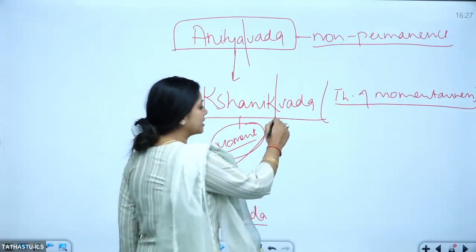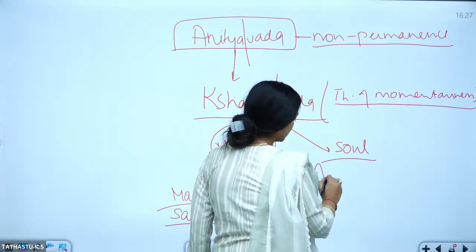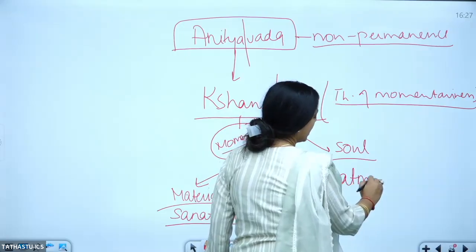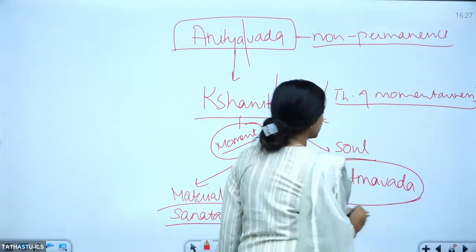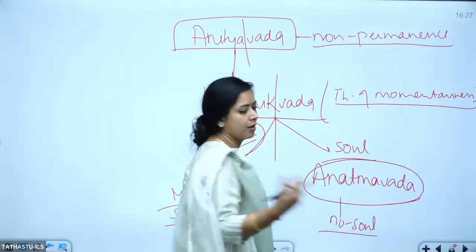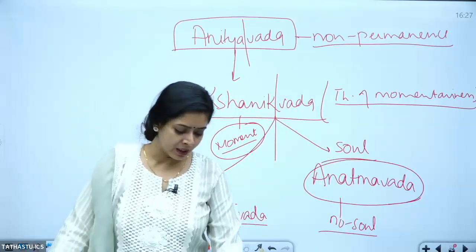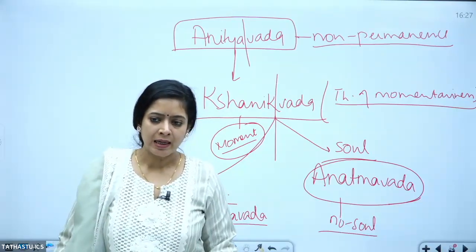And this flow is explained through Santanvad. And when you apply the same Kshanikvad to soul, then it becomes Anatmavad of Buddhism. Anatmavad means no soul theory. Basically, if material atoms are temporary and momentary, souls are also.